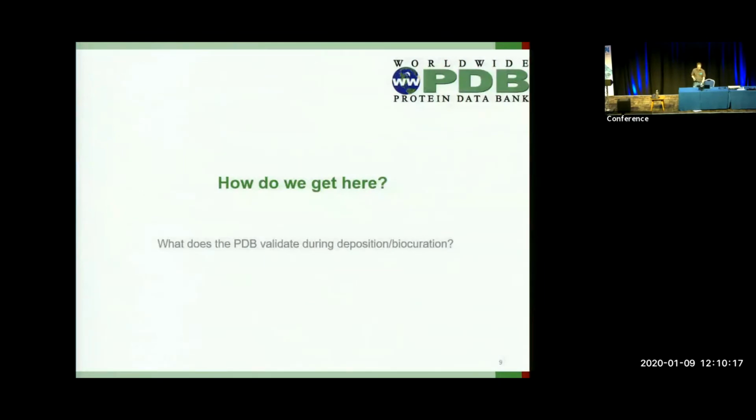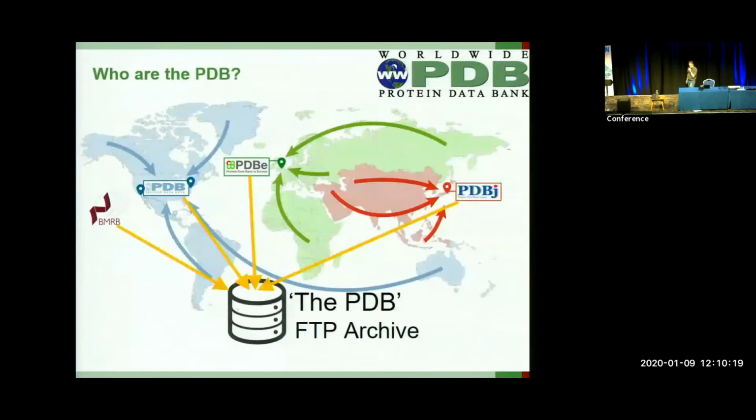So how do we get to that point? First of all, who are we? I've seen a few different slides showing different parts of the PDB. So together, between BMRB, RCSB, PDB-E, and PDB-J, we are the wwPDB. And we together produce the PDB archive, which is available identically from every one of these sites. And we just put a website on top of it, which differs.